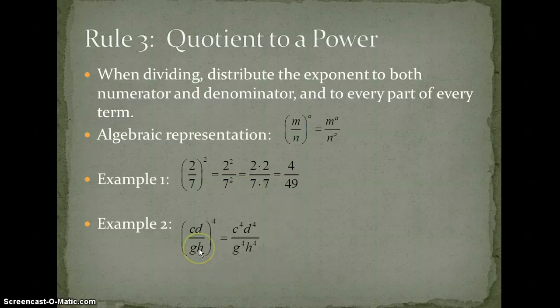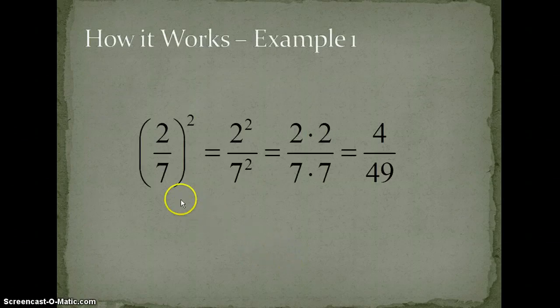Here is one with variables, CD over GH. All of this is raised to the 4th power. So C gets the 4, D gets the 4, G gets the 4, and H gets the 4. Here is what it looks like a little more in detail. Pause the video if you need to.